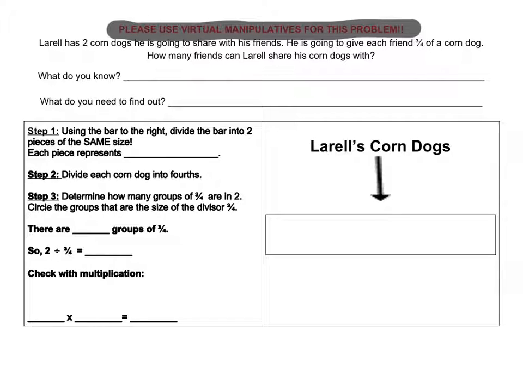So it says, please use virtual manipulatives for this problem. That means you need to be using your virtual manipulatives app. That means that we've discovered over time that makes it a lot easier. So now let's read the problem.